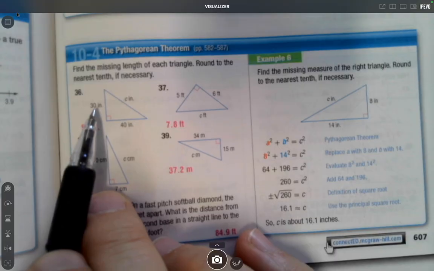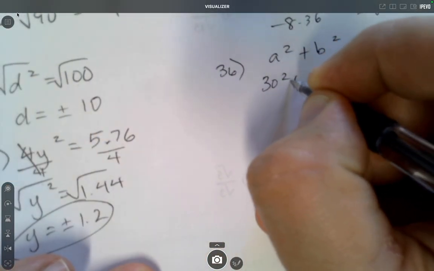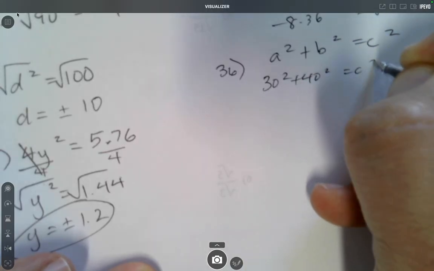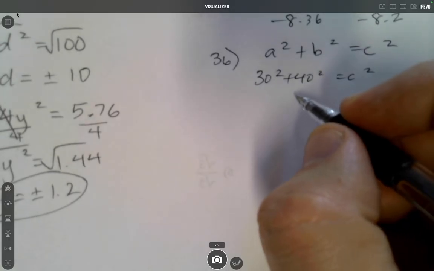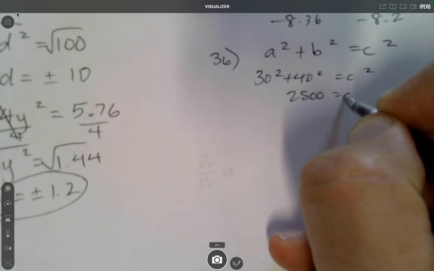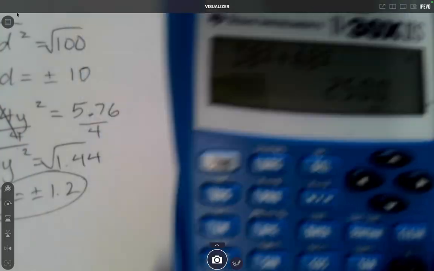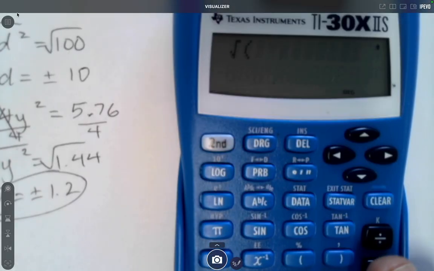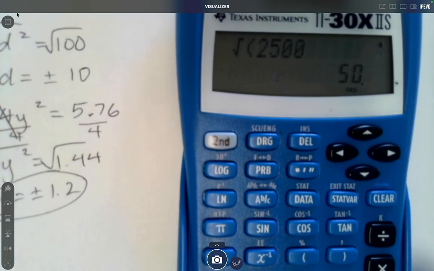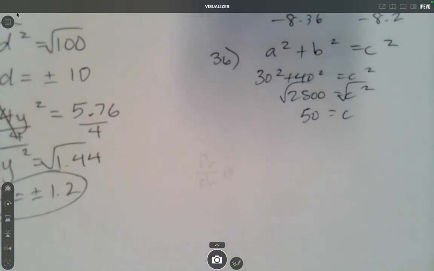So I'll plug in 30 for A, 40 for B. So I'd get 30 squared plus 40 squared equals C squared. Then I just type 30 squared plus 40 squared in the calculator, and I get 2,500. Then to get rid of the squared, I take the square root of both sides. So remember, square root, you hit second, then the squared button, 2,500. We get 50. So C is equal to 50.